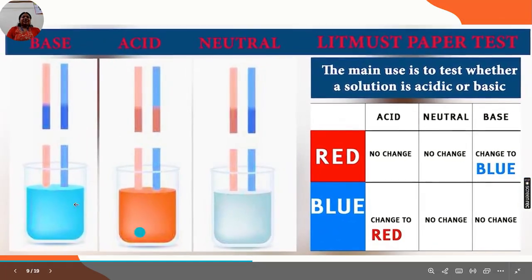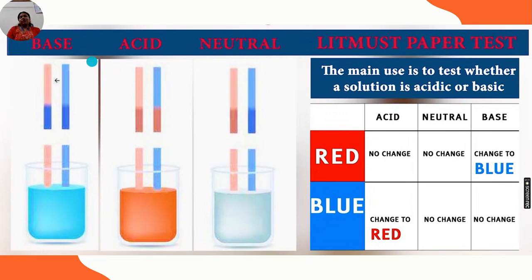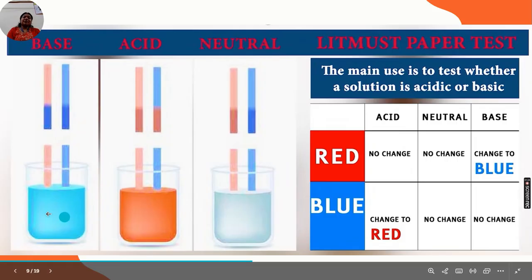This is an experiment by which we can understand how litmus paper changes its color. In the presence of a base, the red litmus paper turns blue, but blue litmus paper changes no color. So we can identify this as a base.